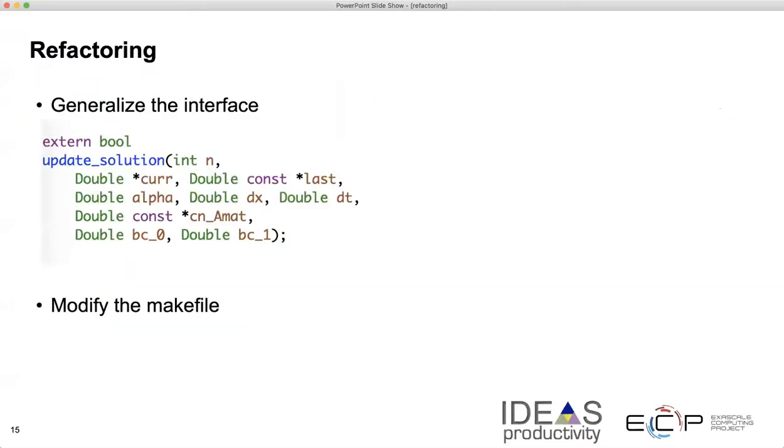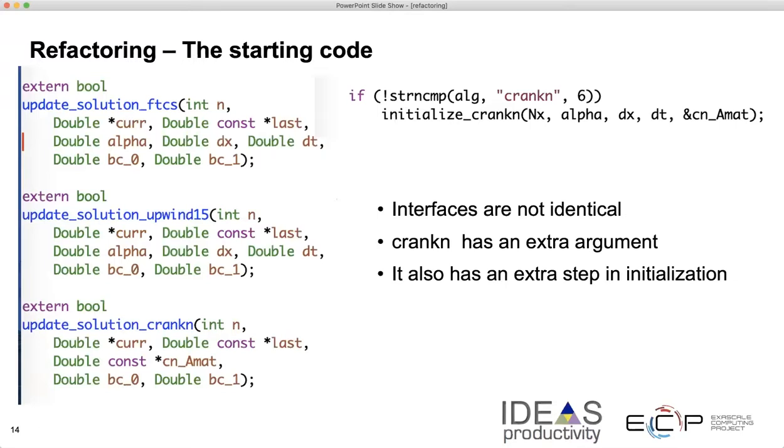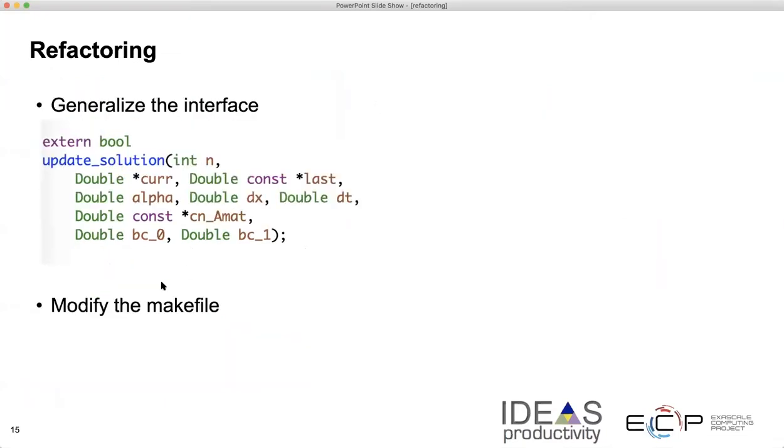So what we do is we generalize the interface. The third one, the update crank n, has an interface that is a unification of these two interfaces. We have generated an interface now that combines both the arguments that were needed by the first two as well as the third.